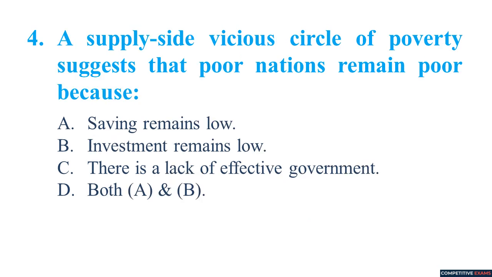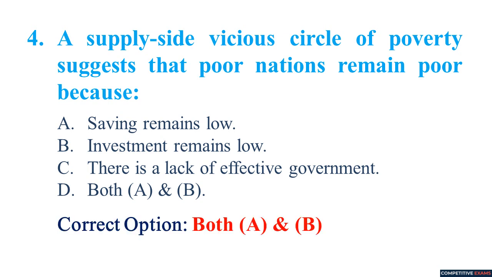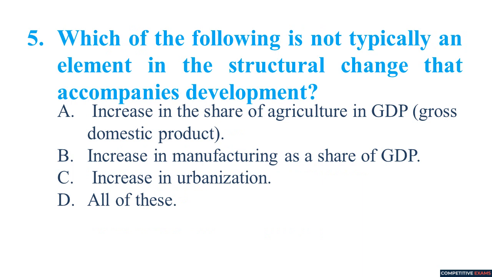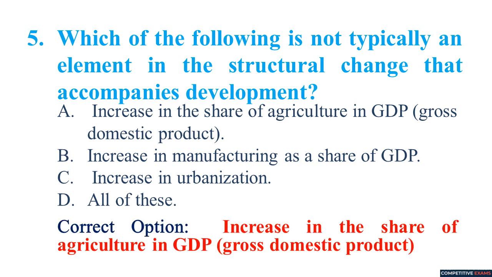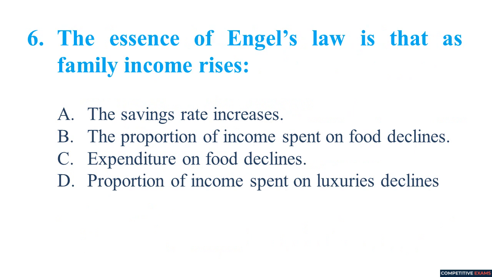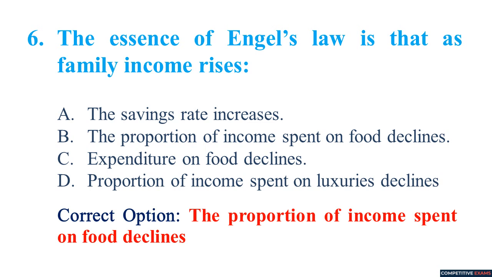A supply-side vicious circle of poverty suggests that poor nations remain poor because both A and B: saving remains low and investment remains low. Which of the following is not typically an element in the structural change that accompanies development? Increase in the share of agriculture in GDP. GDP means gross domestic product. The essence of Engel's law is that as family income rises, the proportion of income spent on food declines.